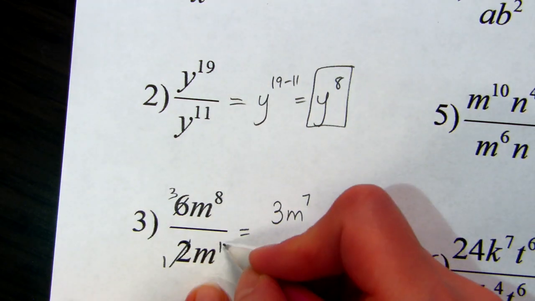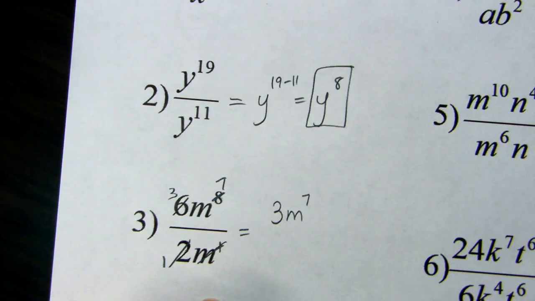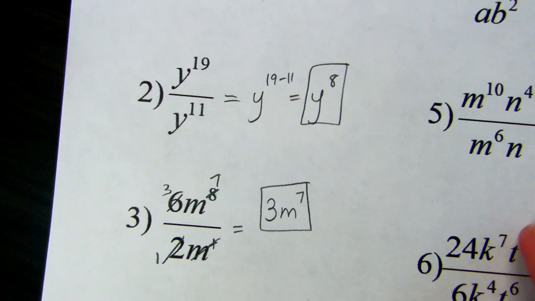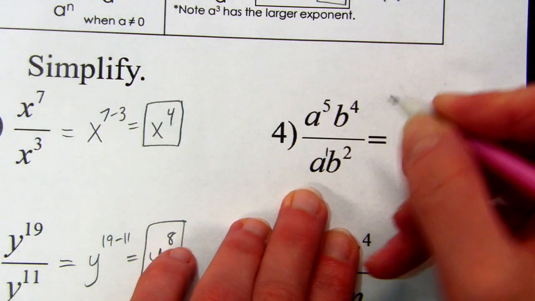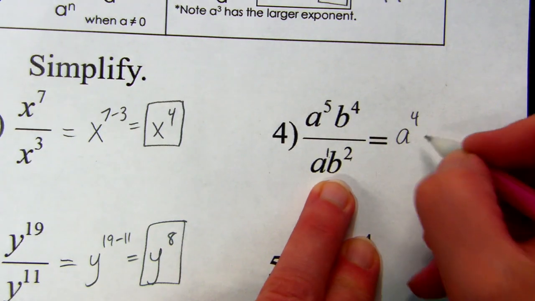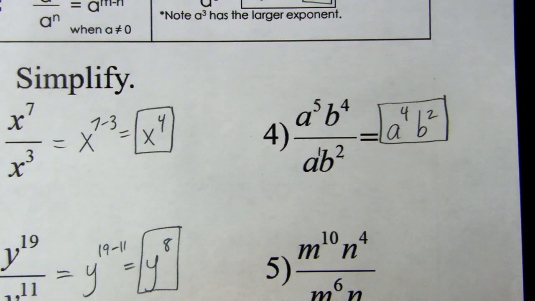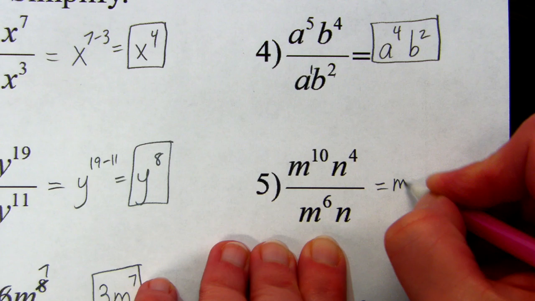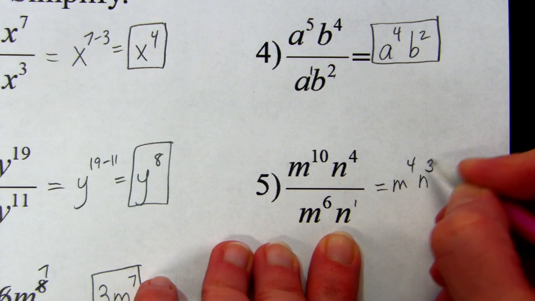So if you cancel this 1m with one of these up here, you can think of it that way. And then there's just 1 left in the denominator, so we can leave that out. On number 4, this would be a to the first, so 5 minus 1 is going to give me a to the fourth. 4 minus 2 is going to give me b squared. On number 5, 10 minus 6 is going to give me m to the fourth. This would be 4 minus 1, so we get n to the third.